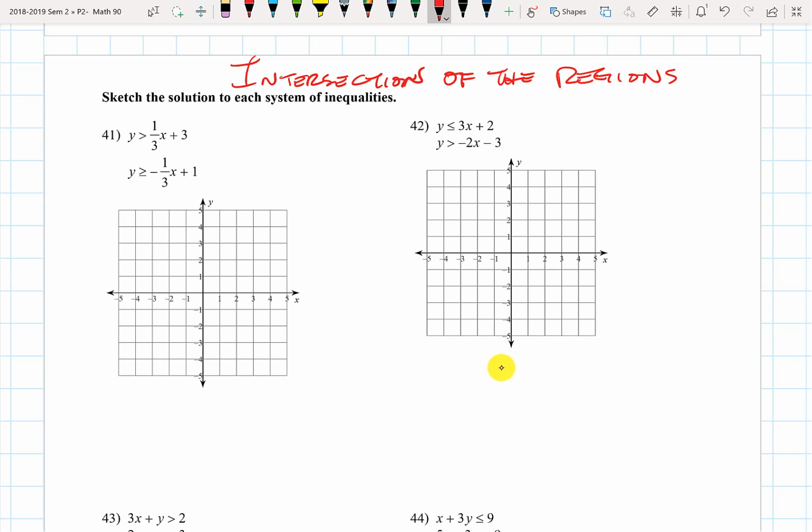So I'm going to do it in 2 colors, okay? So on this one here, we'll do in red, and this one we'll do in a different color. So this one's red. I'm going to start at 3 and go up 1, right 3, and reverse it, down 1, left 3. And this right here tells me that it's dotted and above. The solutions are not on the line, but they're above the line.